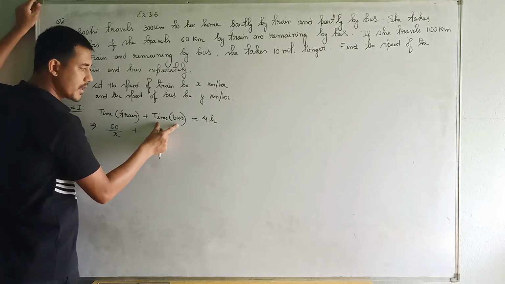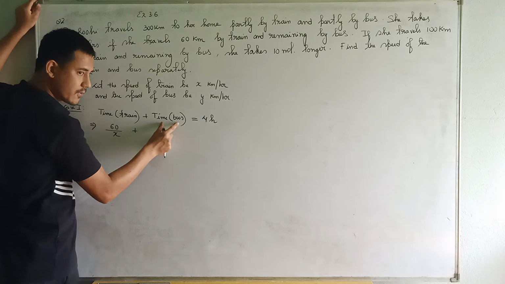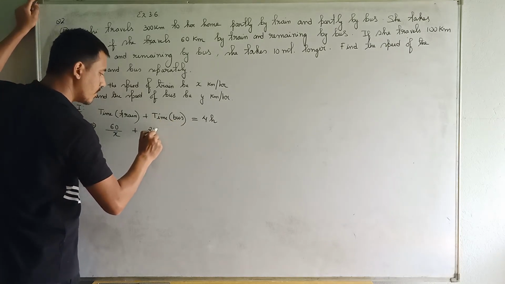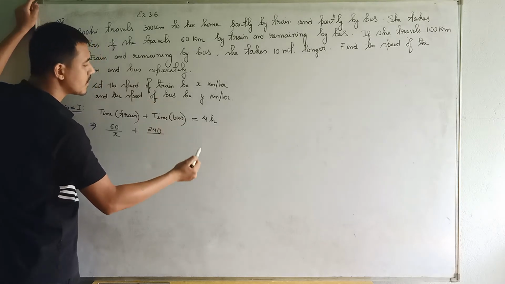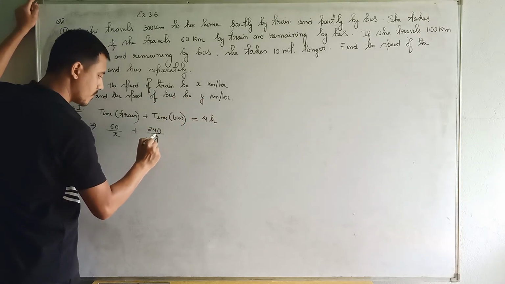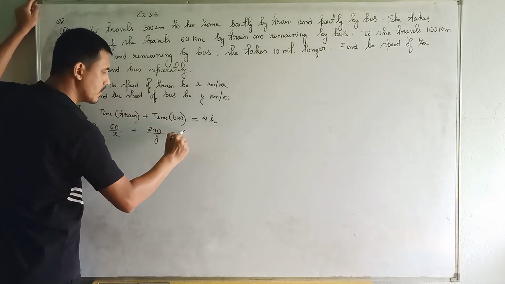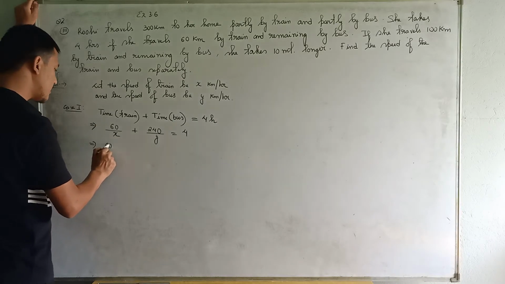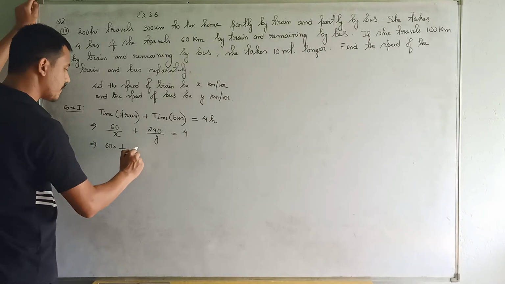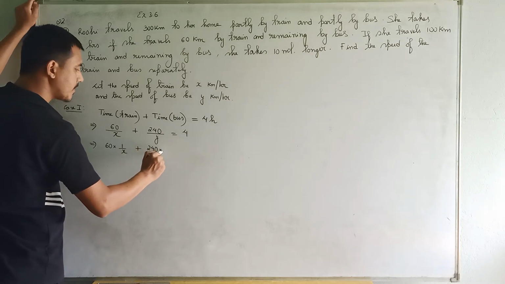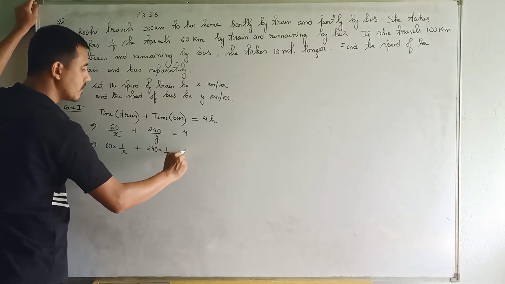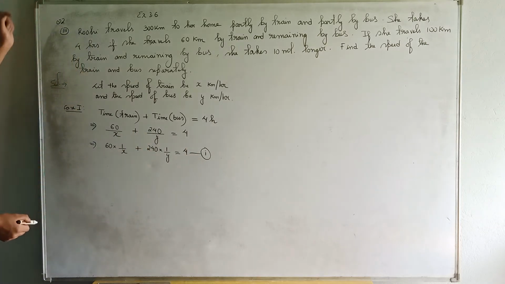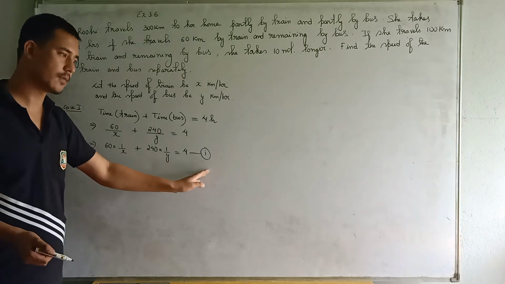Again, here also time we can express as distance upon speed, but this is for the bus now. What is the distance traveled by the bus? 240 kilometers upon what is the speed of the bus? We have assumed it to be y. So this is equal to 4 now. So we can rearrange this. 60 times 1 by x plus 240 times 1 upon y is equal to 4.